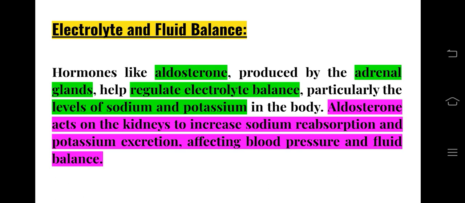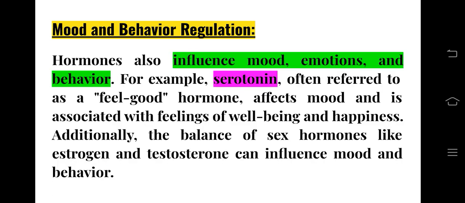Then electrolyte and fluid balance. Hormones like aldosterone produced by the adrenal gland help regulate electrolyte balance, particularly the level of sodium and potassium in the body. So aldosterone acts on the kidneys to increase sodium reabsorption and potassium excretion, affecting blood pressure and fluid balance.